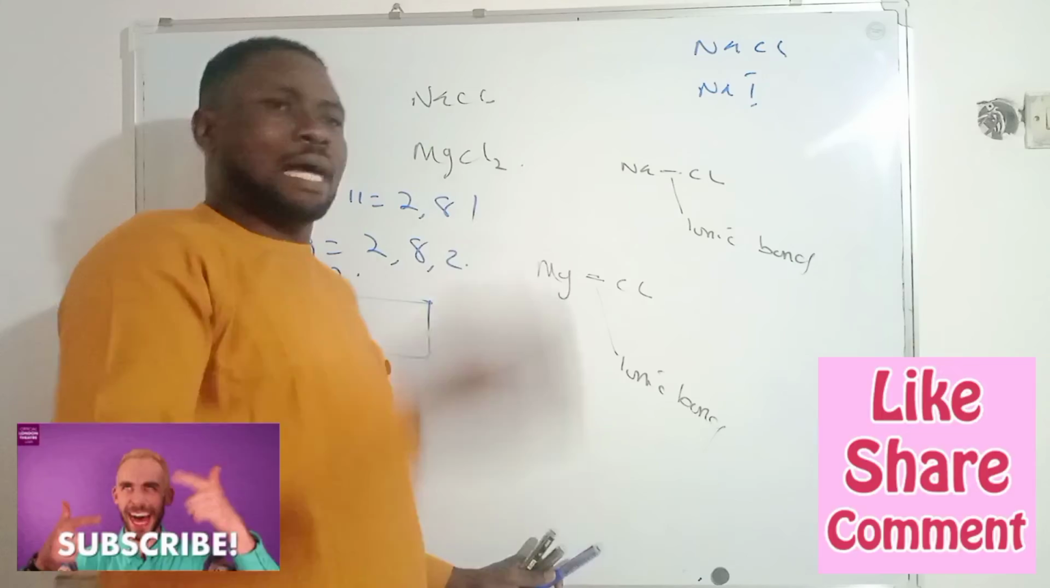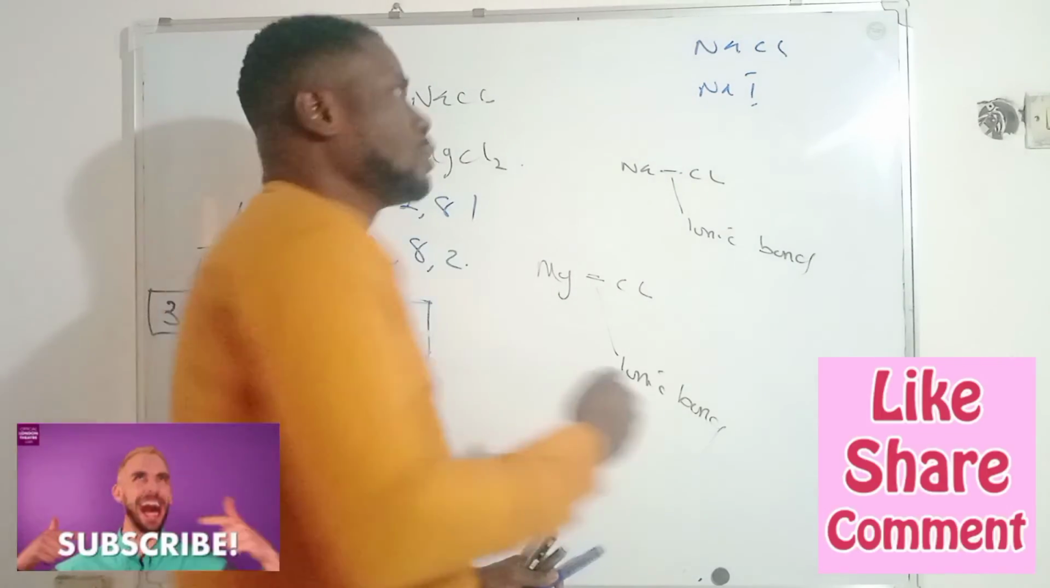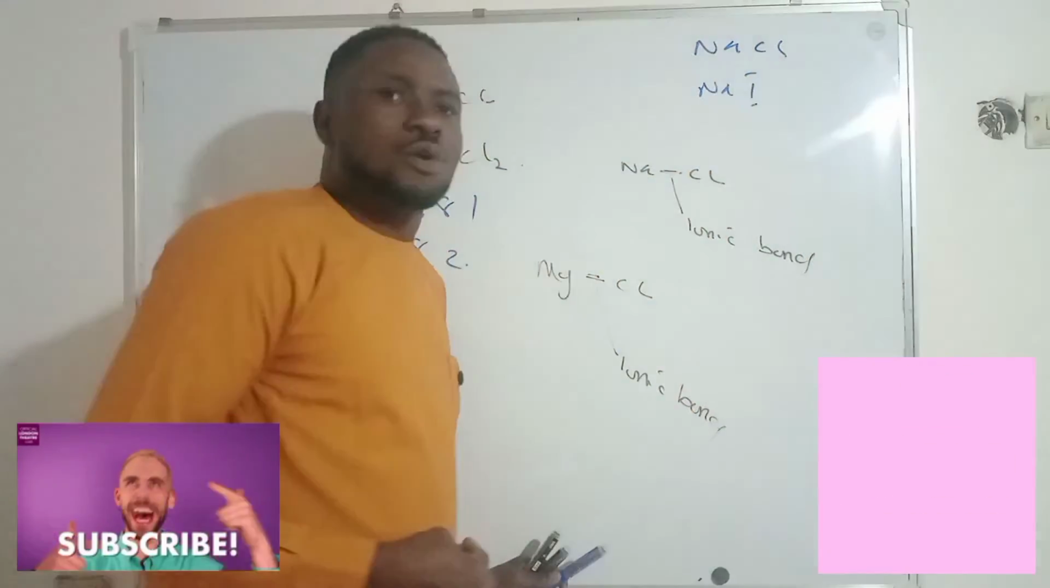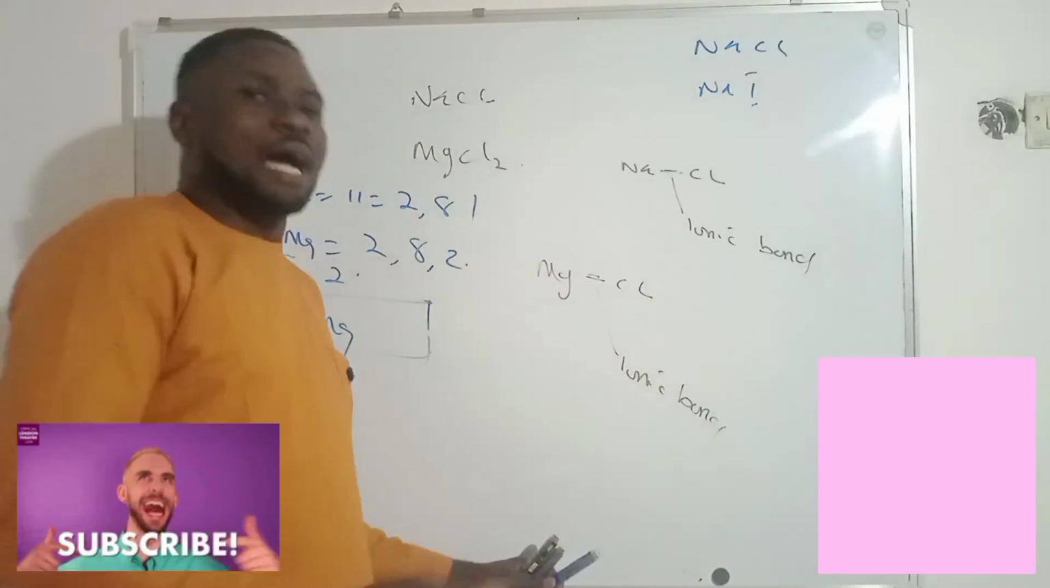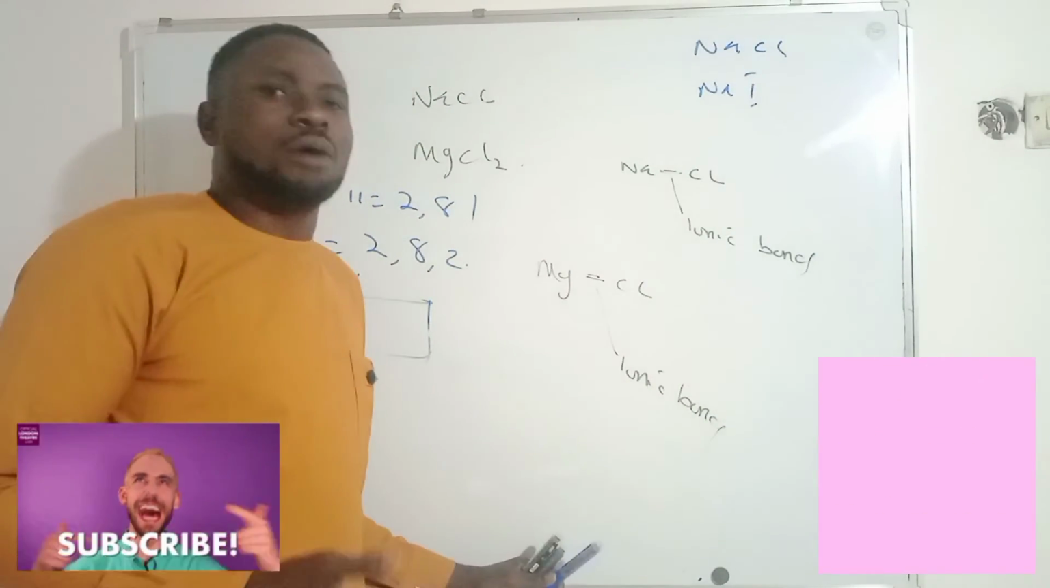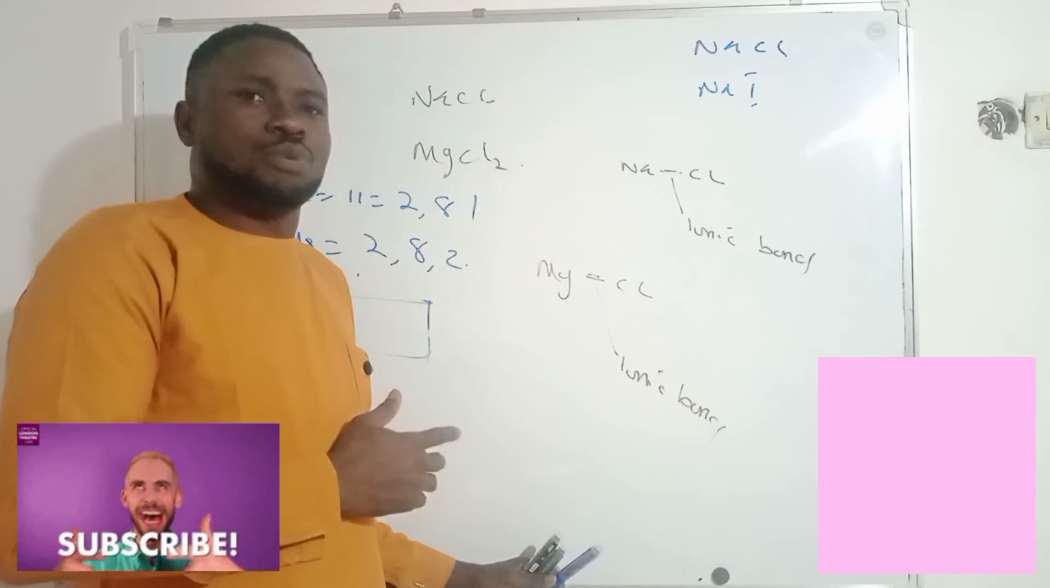The one with the higher electronegativity tells you that the compound where it is will be more ionic, that compound will be more conductive, that compound will have a higher melting point. So that's how you answer such questions.